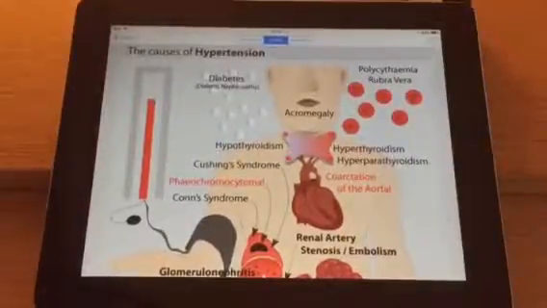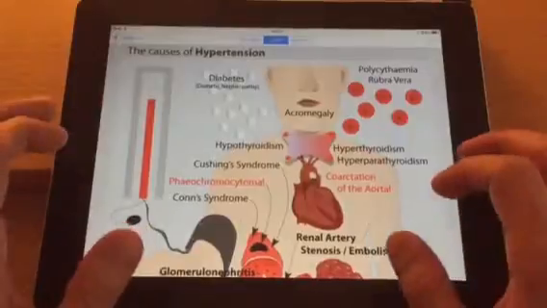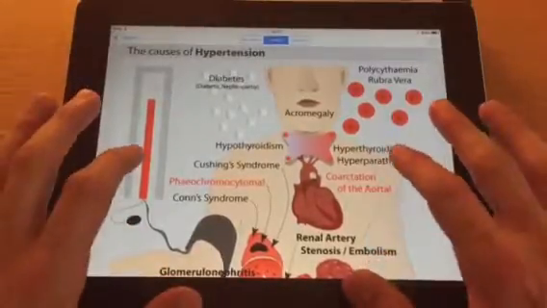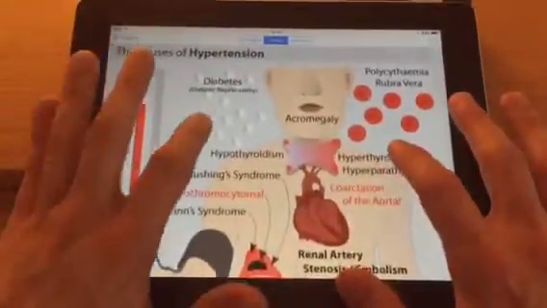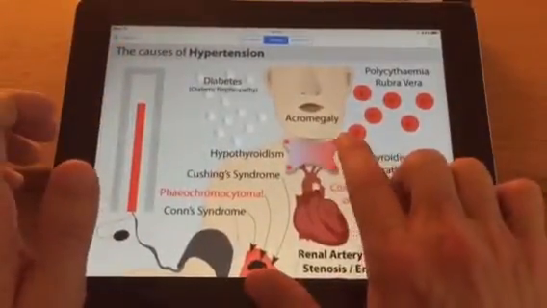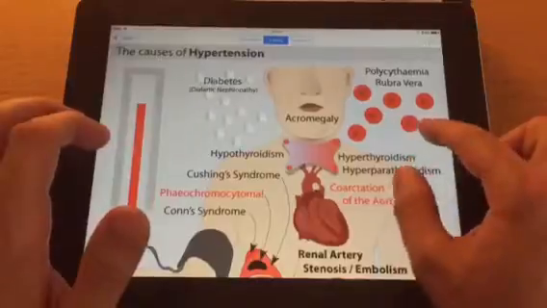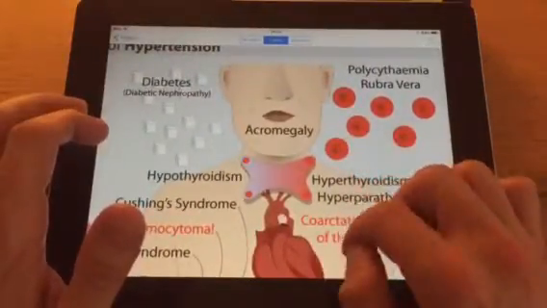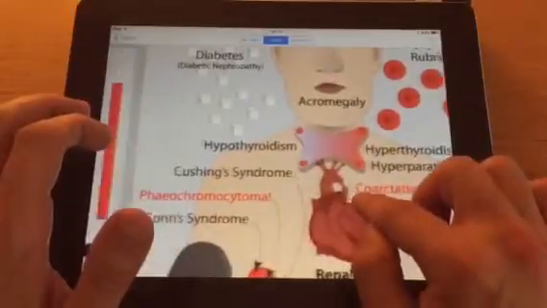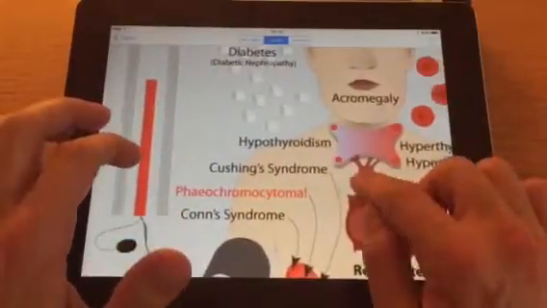Okay, this is a very quick video to run you through the causes of hypertension. This diagram serves to help you recall these causes in a visual format. So from the top down, we have diabetes, acromegaly with this sort of large jaw, as it were, to remind you of that, polycythemia rubra vera, elevated red blood cells is what we see in that condition.